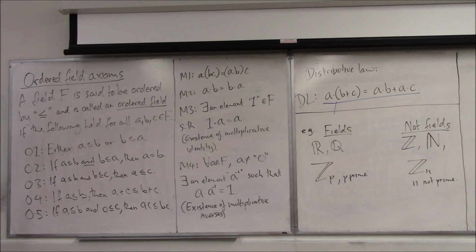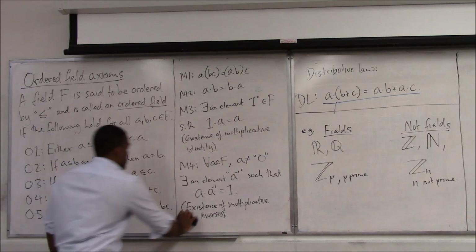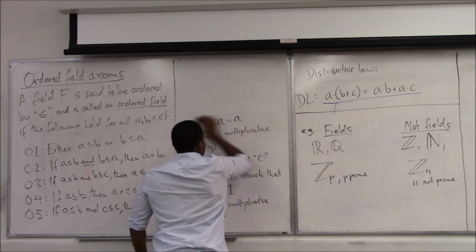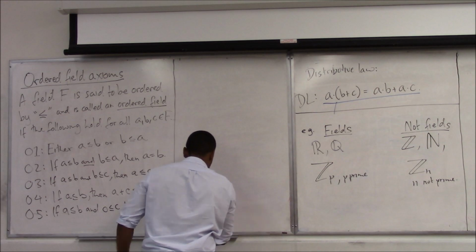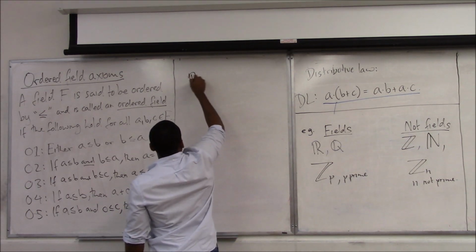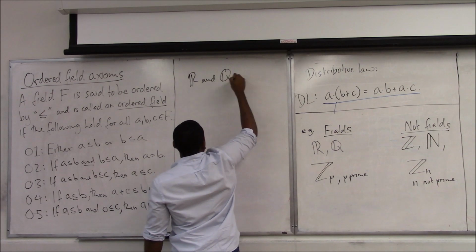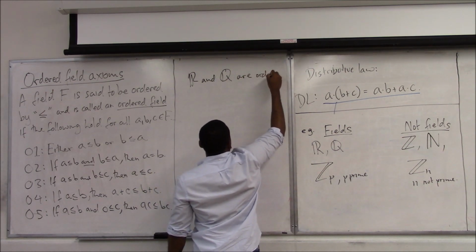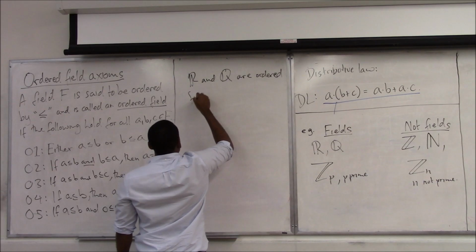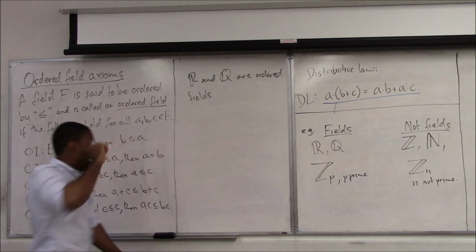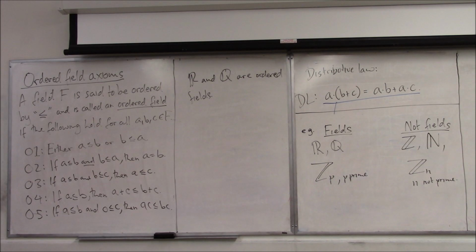So if you have a field, which means you have a set with 2 operations that satisfy the 10 things that I wrote before, it's called a field. If in addition to that it satisfies these 5 properties, according to some symbol that gives me some way to arrange the elements, it's called an ordered field. So both R and Q are ordered fields. And that defines both of them in terms of the axioms.